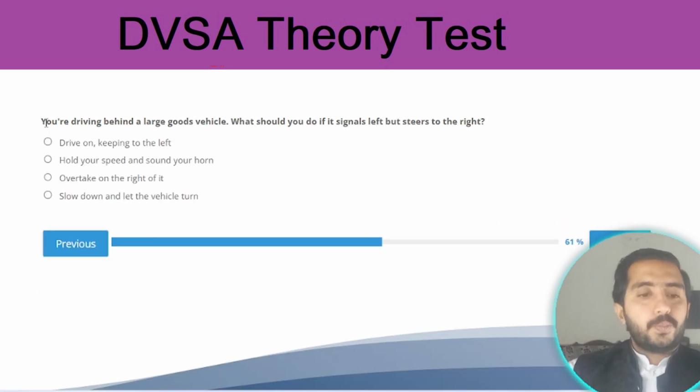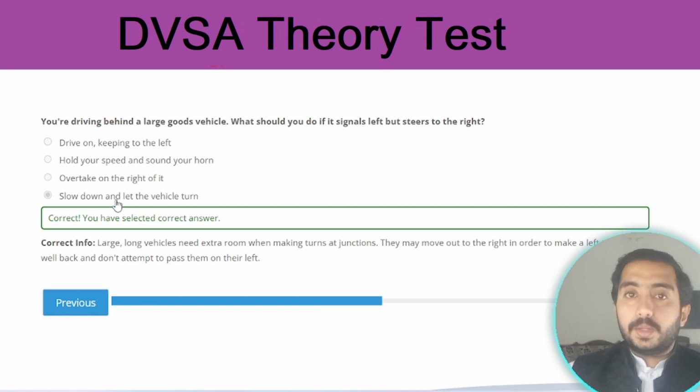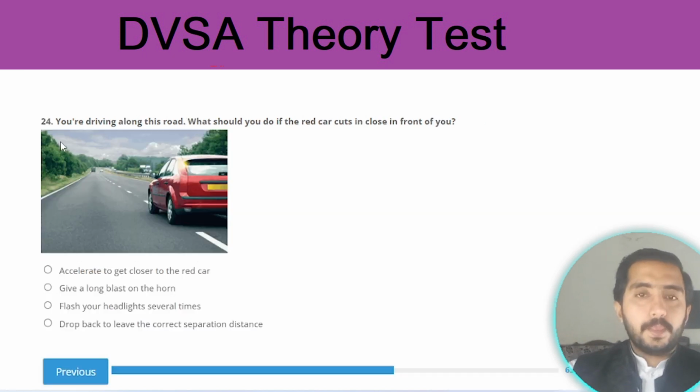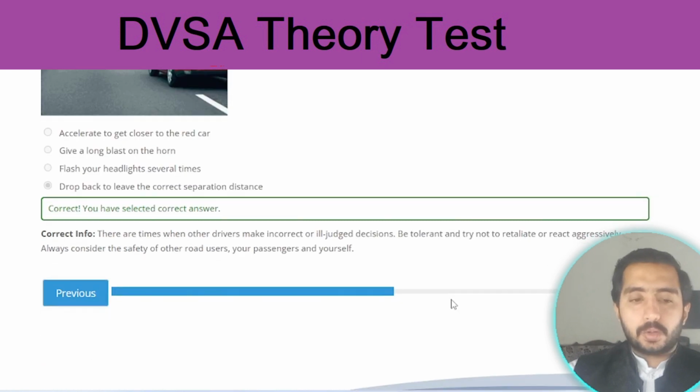Next question. You are driving behind a large goods vehicle. What should you do if it signals left but steers to the right? The correct option is slow down and let the vehicle turn. Option D is the correct one. Next question. Question number 24. You are driving along this road. What should you do if the red car cuts in close in front of you? The correct option is drop back to leave the correct separation distance. Option D is the correct one.